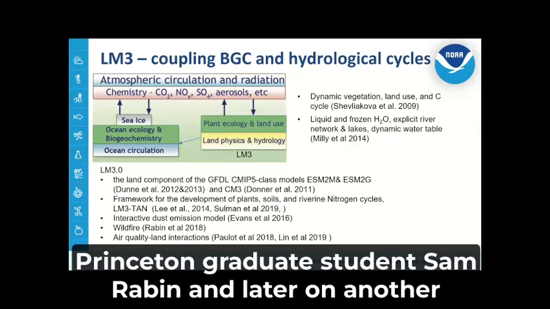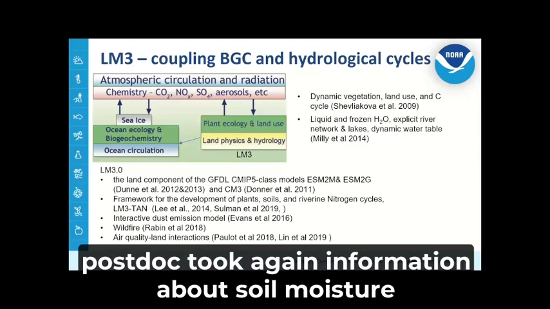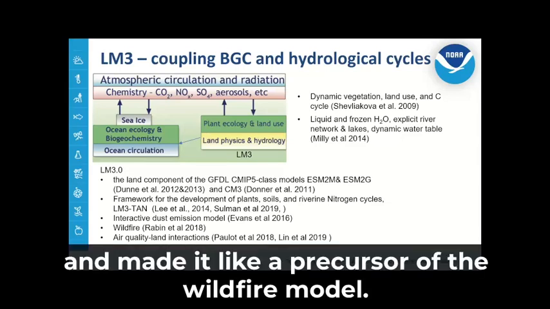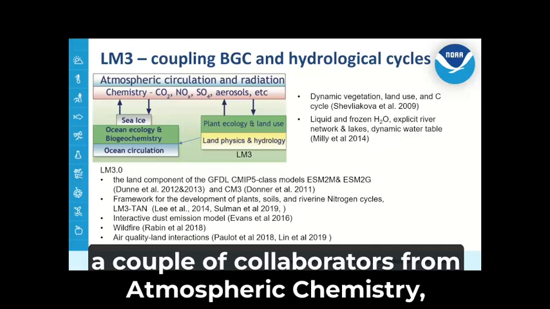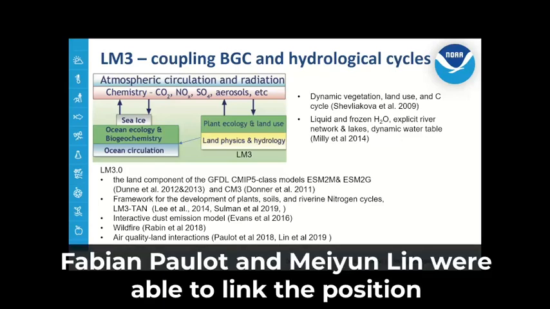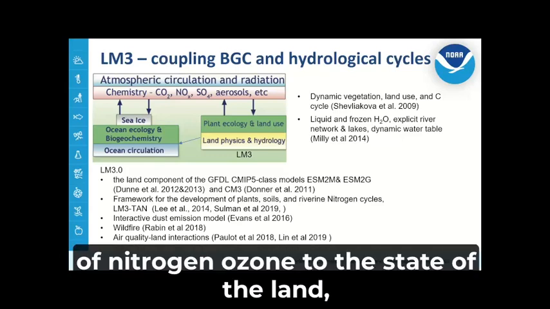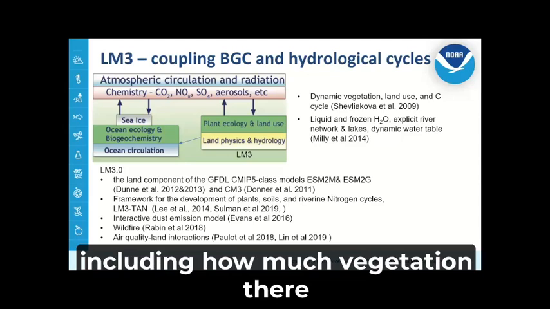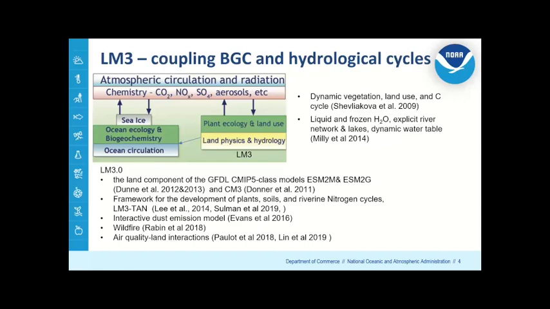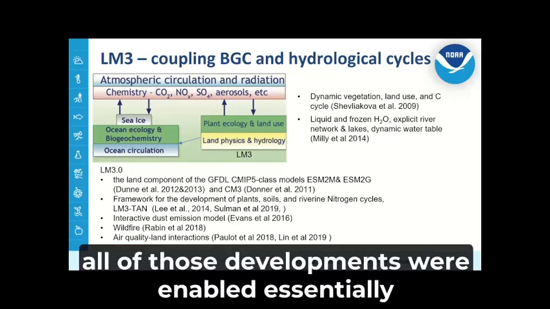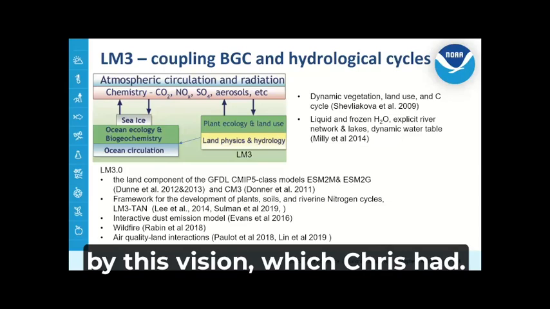In parallel, a Princeton graduate student, Sam Rabin, and later on another postdoc, took information about soil moisture and made it a precursor of the wildfire model. And later on, a couple of collaborators from atmospheric chemistry, Fabien Paulot and Meiyun Lin, were able to link the deposition of nitrogen and ozone to the state of the land, including how much vegetation there is and what the soil moisture is, and so on. And all of those developments were enabled essentially by this vision which Chris had.